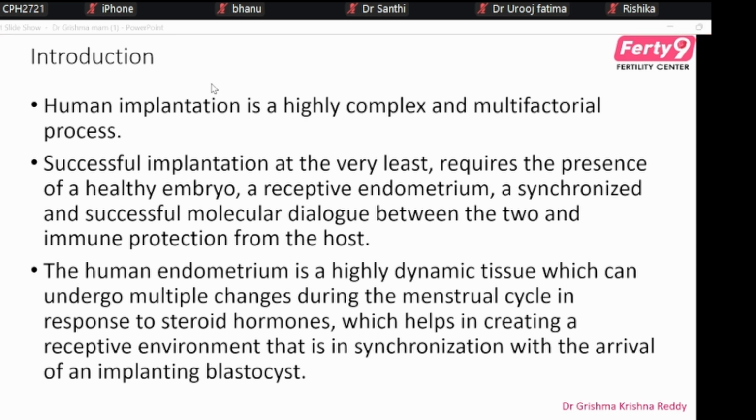So human implantation is a complex process. Successful implantation requires, as we all know, a healthy embryo as well as a receptive endometrium, and synchronicity should be there between the embryo and the endometrium, and immune protection should be there from the host. So this is also important. The endometrium is a dynamic tissue which undergoes multiple changes during the menstrual cycle in response to hormones, which helps in creating a receptive environment.